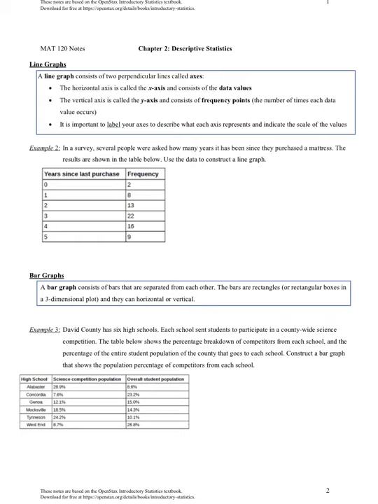When we're drawing a line graph, you are going to want to have our vertical and our horizontal axis. We need to remember we must label our axis. So for our x-axis, we'll have this be the year since mattress purchased.